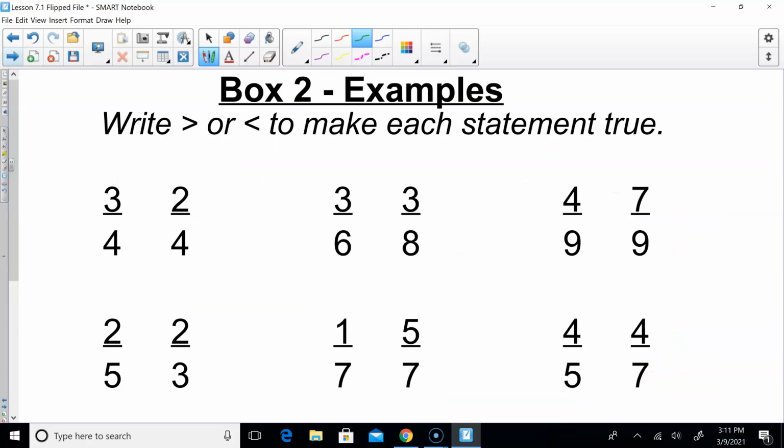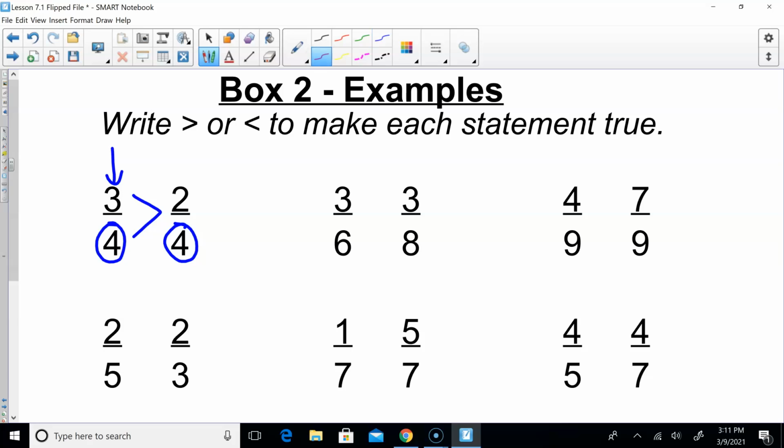Let's dive right in to write these statements, either greater than or less than, to make each of the statements true. If you want to go for it, you can pause the video and try to answer these before I talk about them, and we'll see how well you did. Looking at the first one, we see that our denominator is the same. If the denominator is the same size, meaning the same number of pieces, we look at the numerator to see which one's bigger. We see that 3 is bigger than 2. So 3/4 is greater than 2/4.